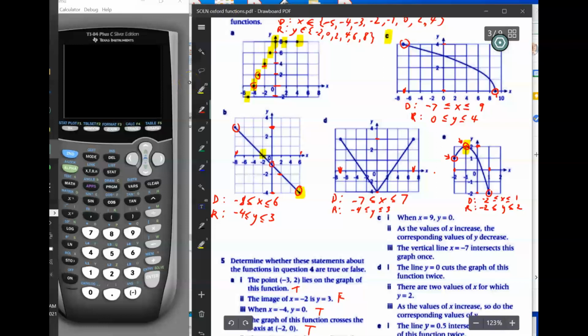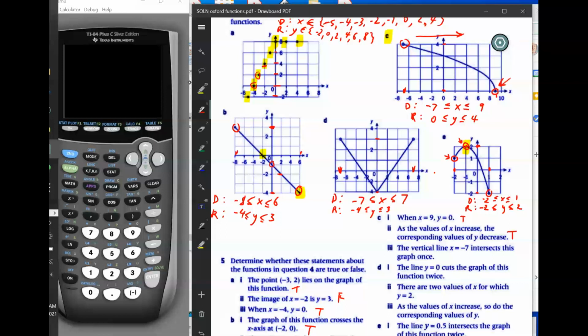When x equals 9, y equals 0. Let's see. When x equals 9, y equals 0. That's true. As the values of x increase, the corresponding values of y decrease. So that's going from left to right that we're talking here. And so when the x values increase, which is going from left to right, are the y values increasing or decreasing? Well, it's going down, so the y values are decreasing. So that's true.